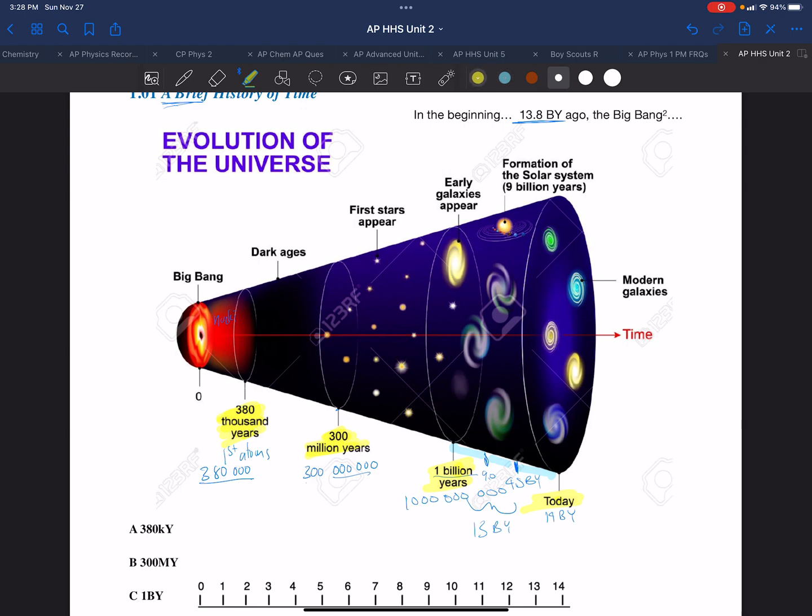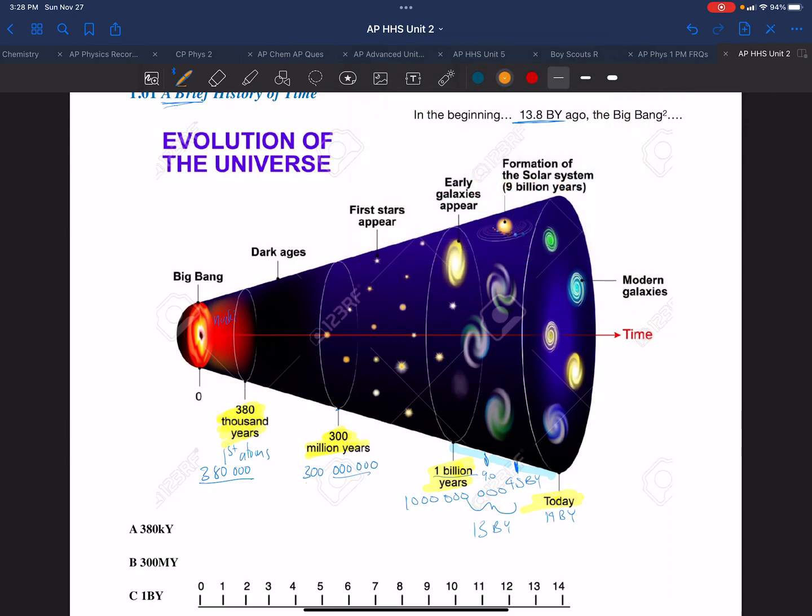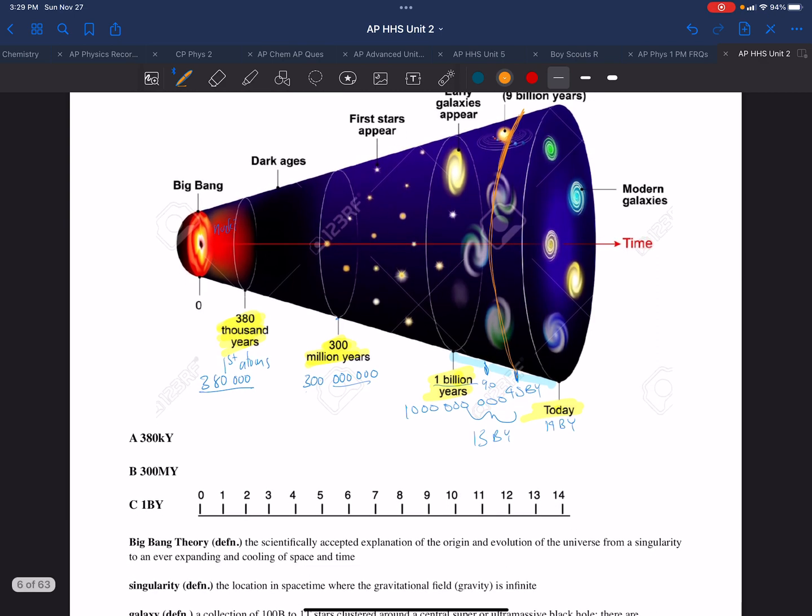So if we were to draw a nice extra ring here, this would situate, and you can see there our solar system forming about right then and there. That also means that prior to that, our sun did not exist. Our sun and our entire solar system came into being 9.5 billion years after the Big Bang, or 4.5 billion years ago. Before that, our sun didn't exist. So those are our 3 main areas.